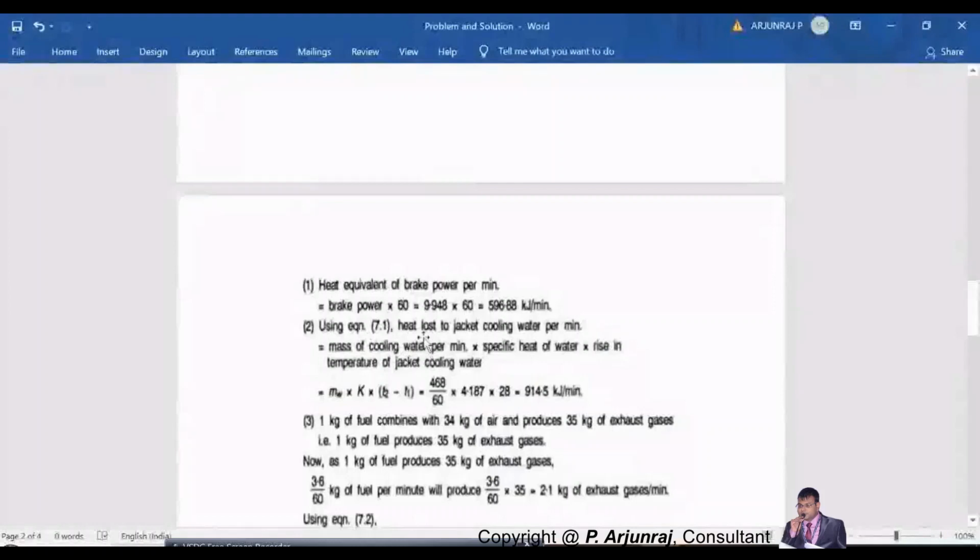So next, you have to find out the heat loss to the water jacket. This is the general formula, which is nothing but the mass flow rate of the water into the specific heat of the water into the rise in temperature of the water cooling jacket. Here the mass flow rate of water they have given as 468 in the problem, and you need to divide it by 60.